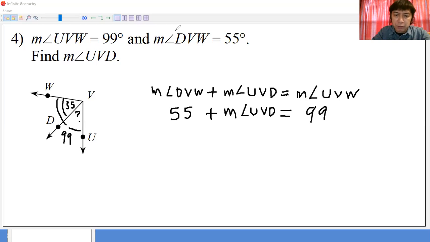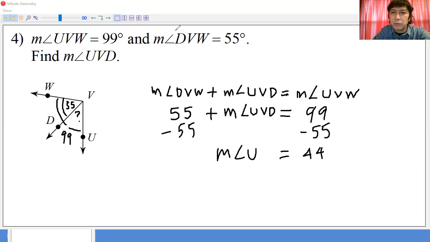So by subtracting 55 from both sides, we shall be able to get the answer. And this we have, it looks like 44. There. And this is the measure of the angle UVD. Okay? All right, let's verify. We shall be able to verify the answer. It's 44 degrees, and we are correct. All right, let's continue with the next example.